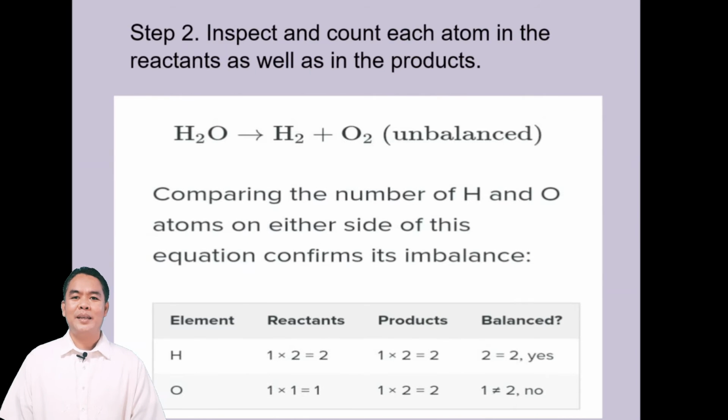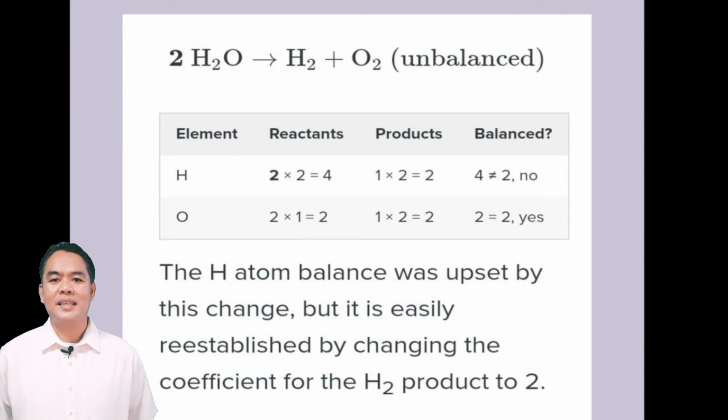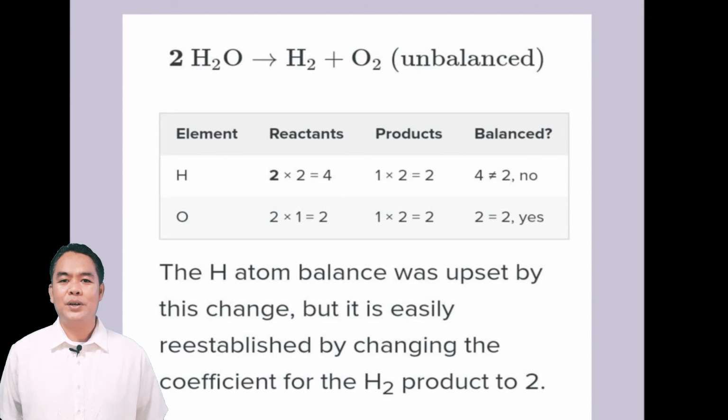Step 2. Inspect and count each atom in the reactants as well as in the products. Comparing the H and O atoms on either side of this equation confirms that it's imbalanced. Check if all atoms are balanced by adding coefficients. We add a coefficient of 2 to water, therefore we have 2 molecules of water and 1 molecule of hydrogen gas and 1 molecule of oxygen gas, therefore it is unbalanced.